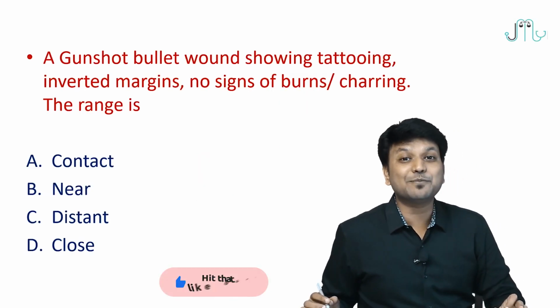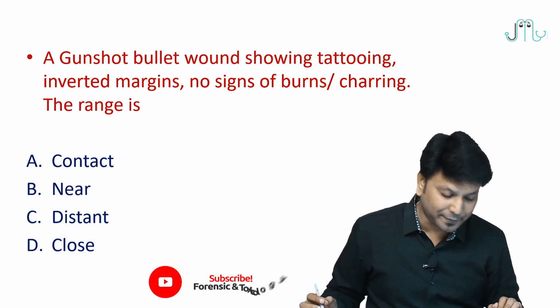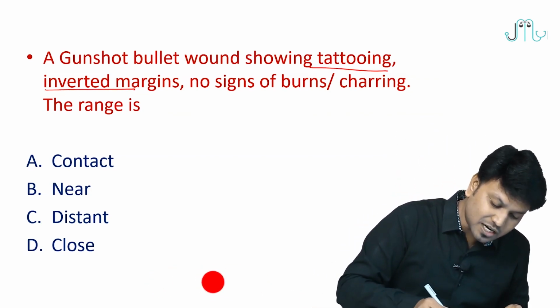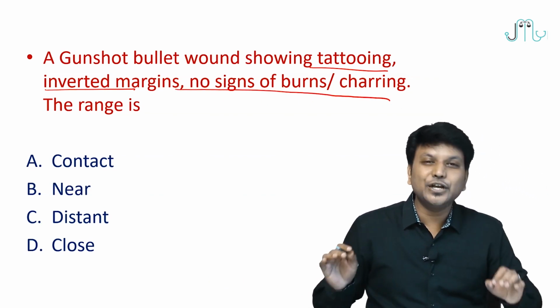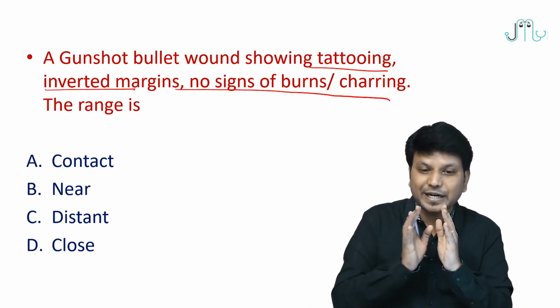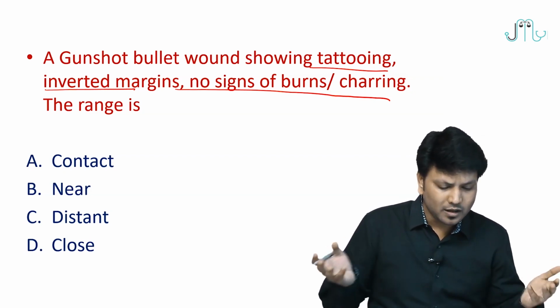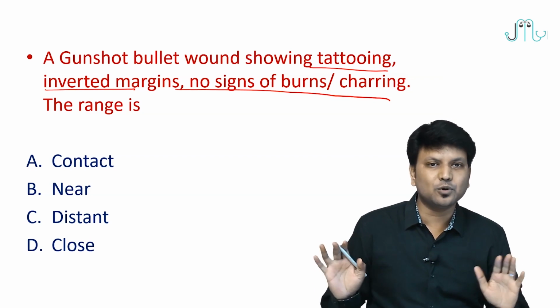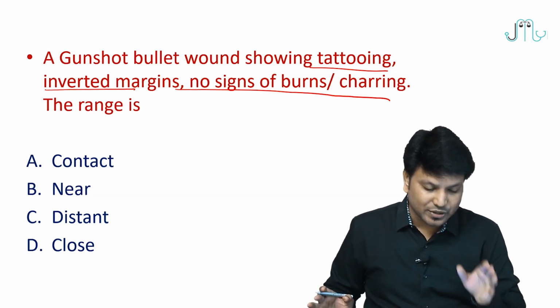Ballistics question, nowadays you get more questions on ballistics. Interesting topic. A gunshot bullet wound showing tattooing, inverted margin, no signs of burns or charring. You have got so many keywords, you need to find out the range. The language of the question may not be exactly the same which you got in exam, don't worry about it, but the keywords are straightforward.